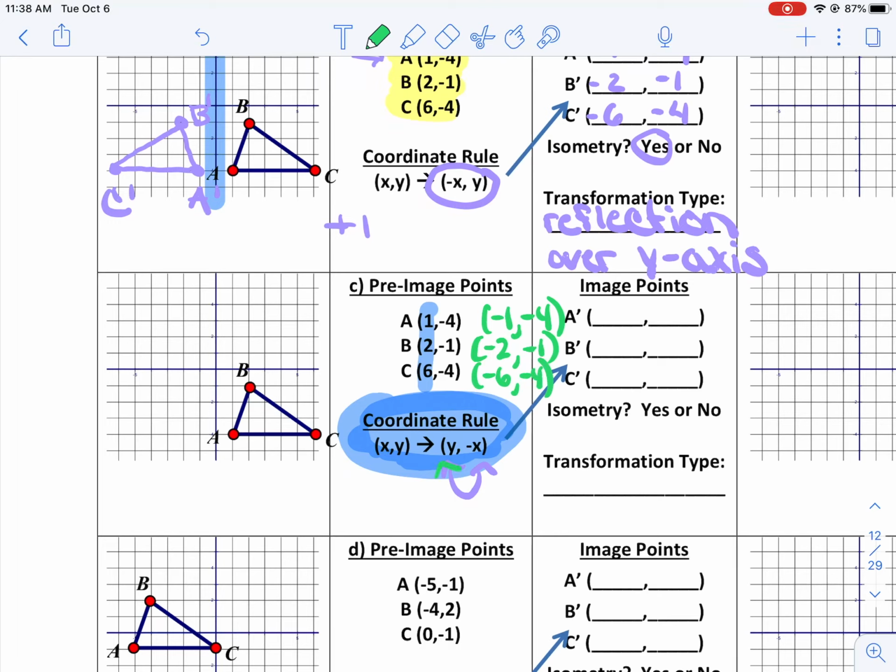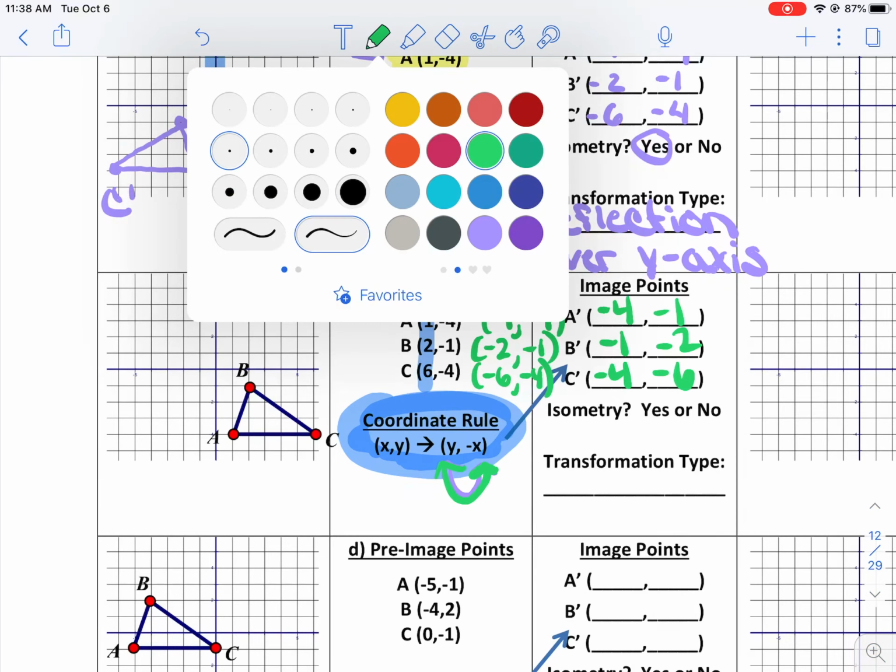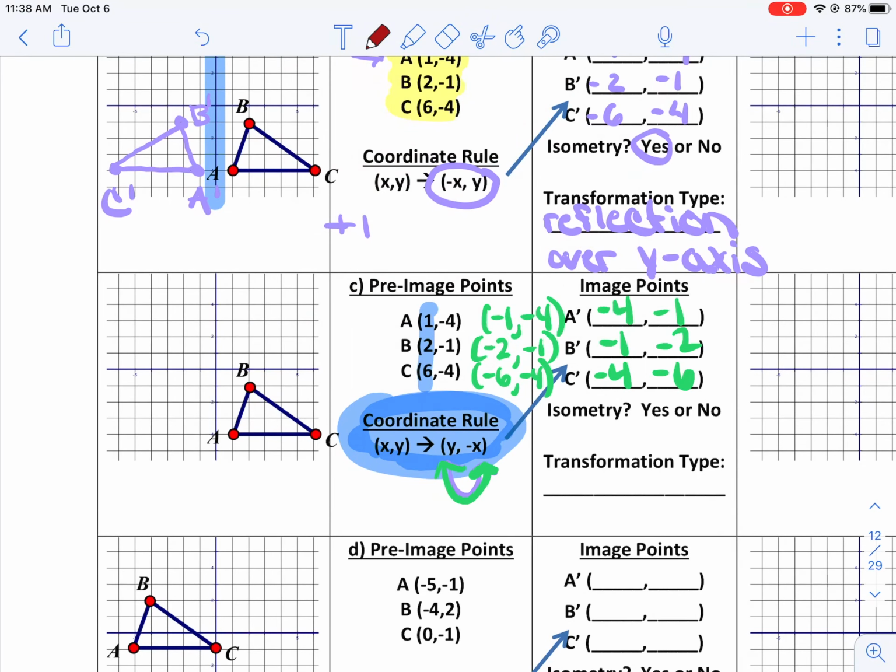Now I'm not done because I still have to flip them. So once you negate all the x values, now let's flip them. -4, -1, -1, -2, -4, -6. And then let's plot these. 1, 2, 3, 4.